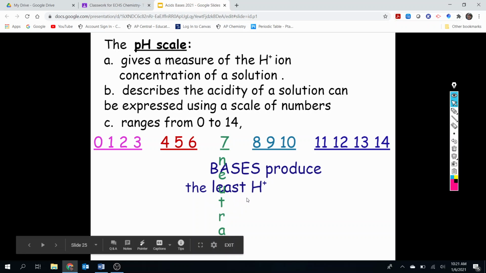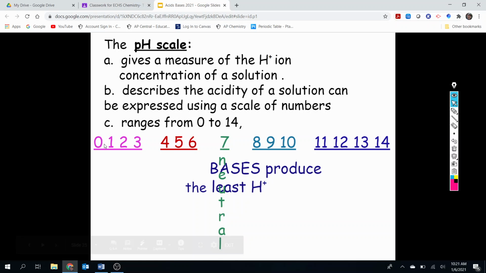So real quickly, if you look, we've kind of got some words stuck on top of each other here. 0, 1, 2, and 3 are what we would say are strong acids. 4, 5, and 6 would be a weak acid. 7 would be neutral. 8, 9, 10 would be a weak base, and then 11 through 14 would be a strong base. And so that's just a quick breakdown of how those numbers will fall out. And of course, you can see that there.